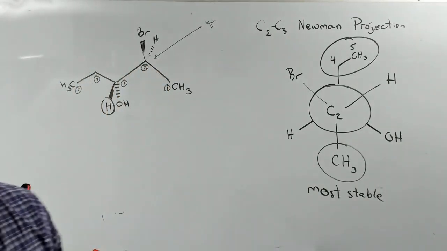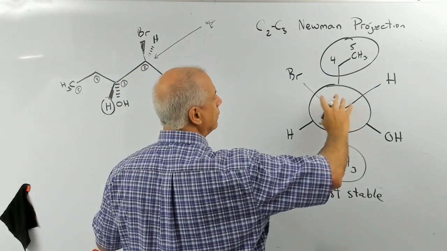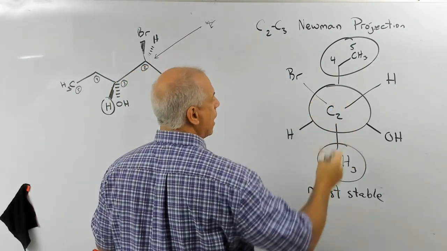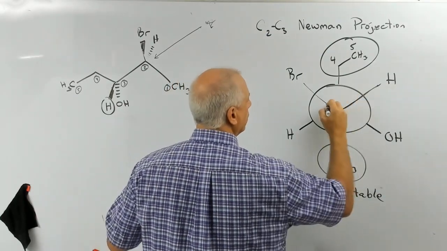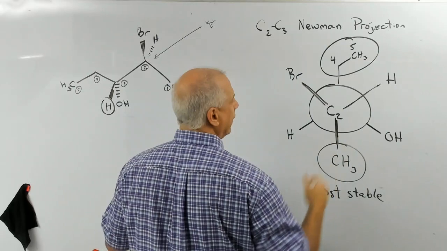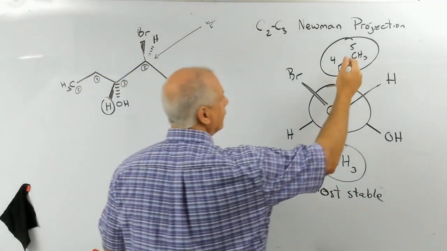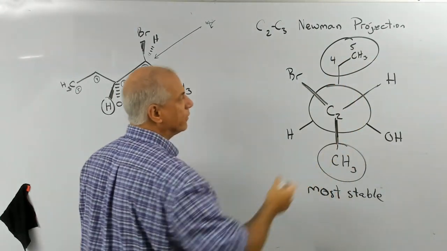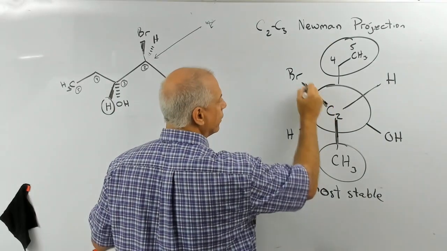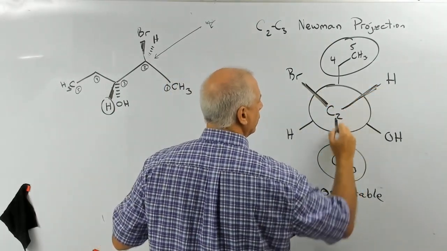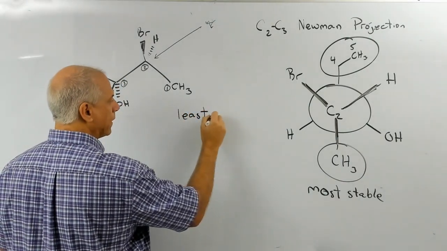But then they also ask for the least stable, and for the least stable, what we could do is spin the wheel, so to speak. We have the front wheel, the carbon 2, and we have the back wheel. And we want to get the least stable configuration, so we want to have the 2 bulky groups kind of on top of each other. I'm going to spin the back wheel. So this is the front wheel right here, and we're going to keep that intact.